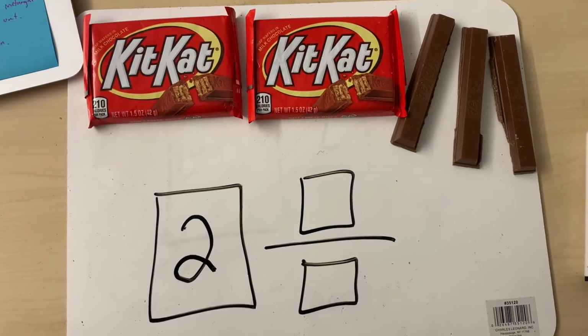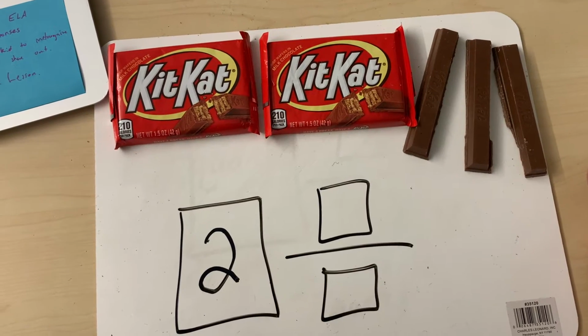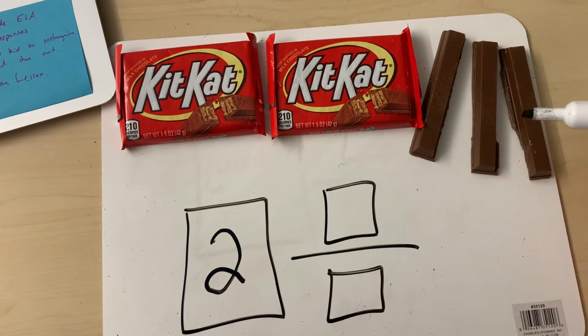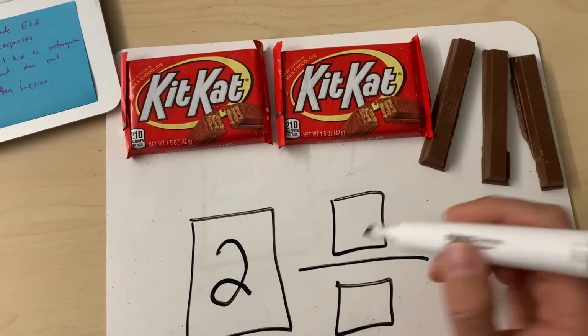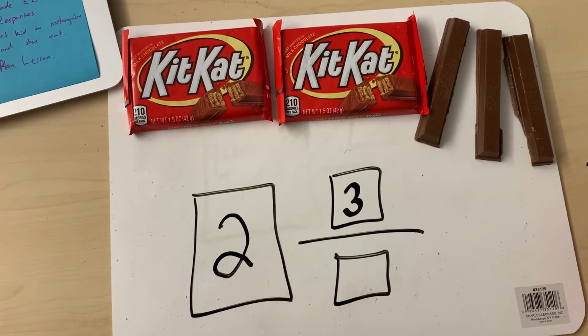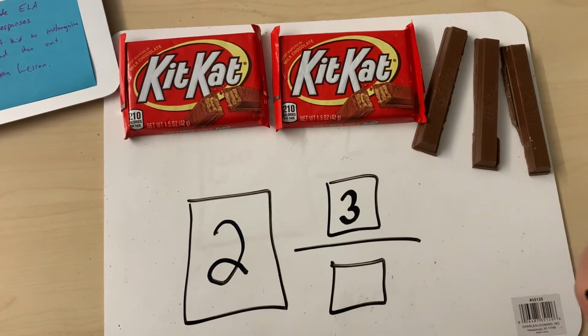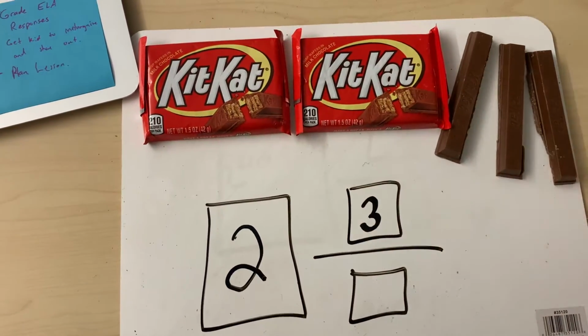Now we have to figure out the fractional part, but do not get tricked, okay? When we figure out the numerator of our fraction, we count how many pieces we have. I see 1, 2, 3 pieces, so that means my numerator is going to be 3. For my denominator, I need to figure out how many pieces are in a whole Kit Kat. How many pieces are in one whole Kit Kat?